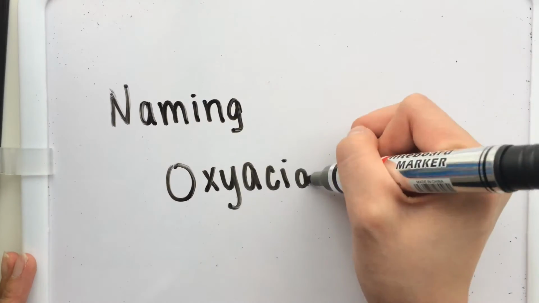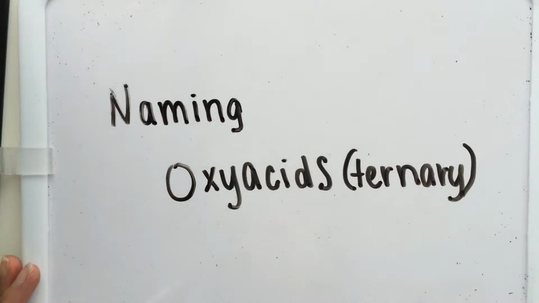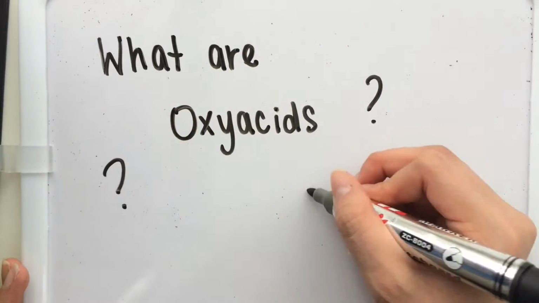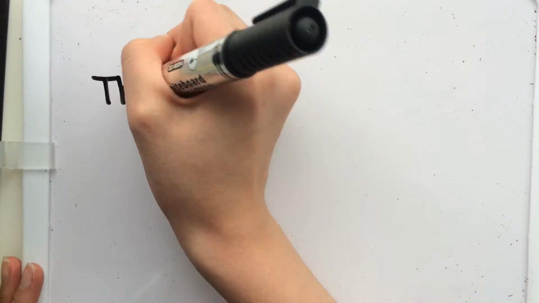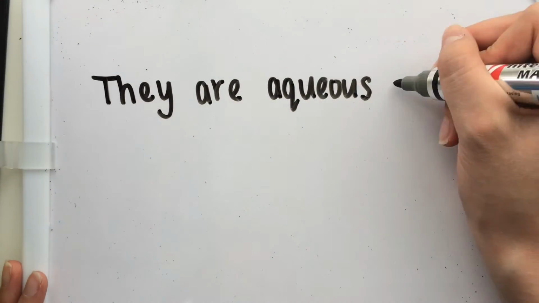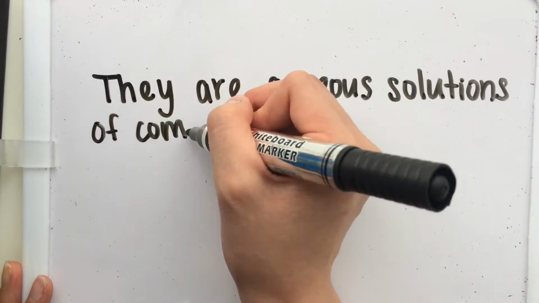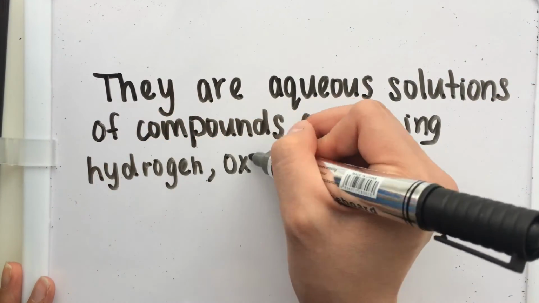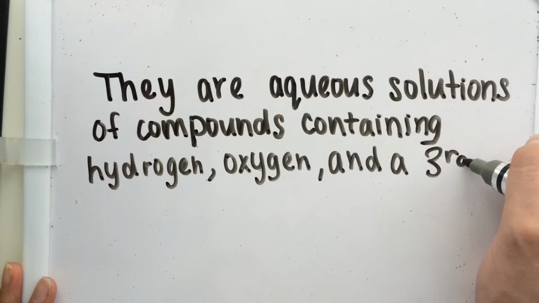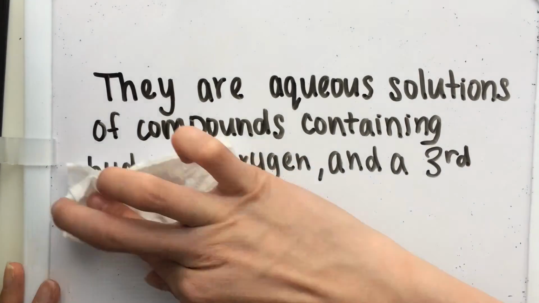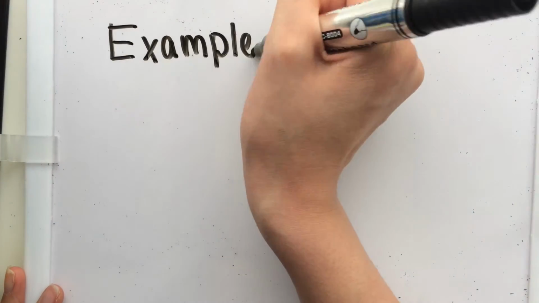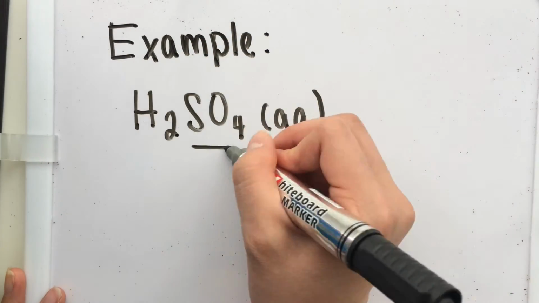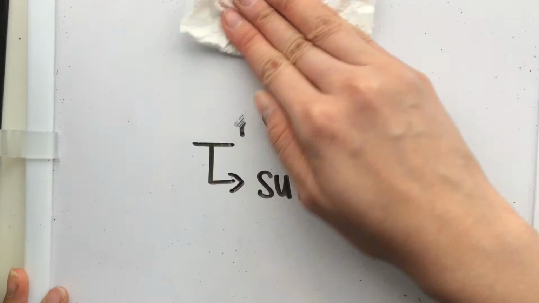Now on to naming oxy acids. What exactly are oxy acids? Well, they are aqueous solutions of compounds containing hydrogen, oxygen, and a third element. Here's an example. H2SO4 aqueous. The third element is sulfur.